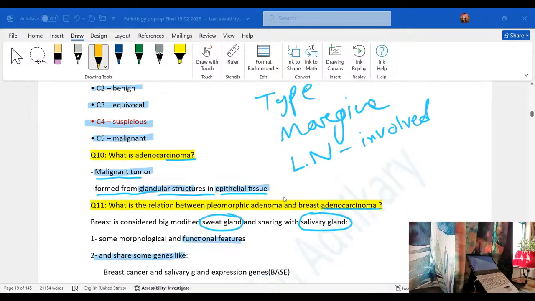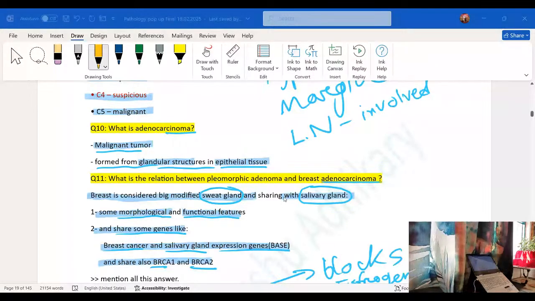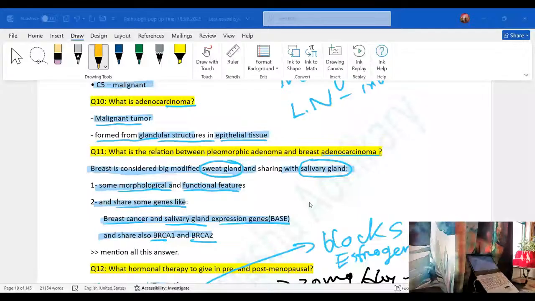What is breast cancer? It is a malignant tumor of the epithelial tissue which takes the form of a glandular structure. What are the relevant features? It shares with the salivary gland some morphological and functional features, and they share some gene expression. Also, they share BRCA1 and BRCA2.